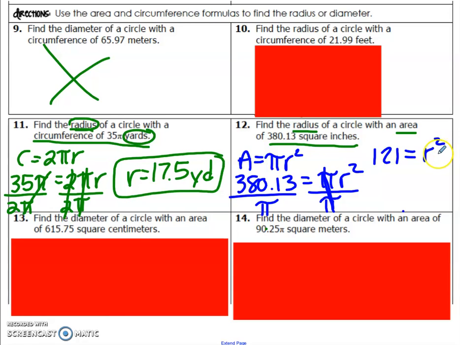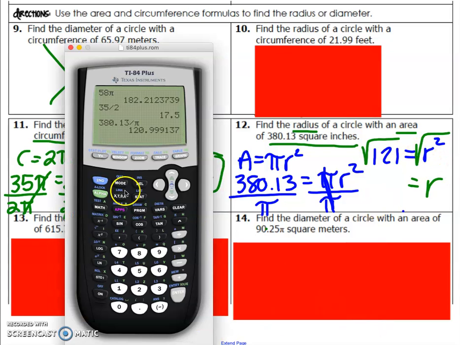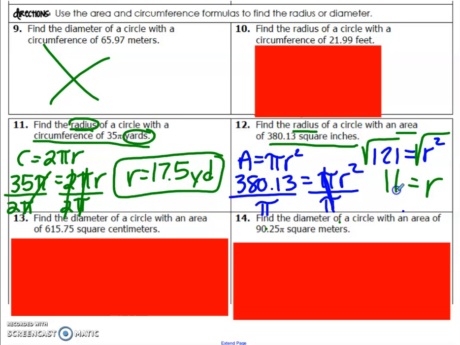So to get r by itself, the opposite of a squared is going to be a square root. So I'll switch colors. I'm going to square root both sides. That'll get rid of the squared, leaving you with r. And then the square root symbol is in blue right here. So you're going to hit the blue button and then the x squared button of 121 to get 11. So your r is going to be 11.